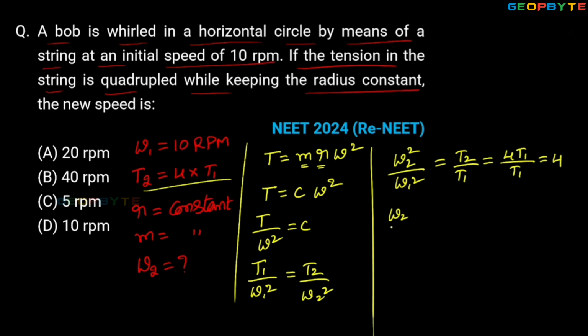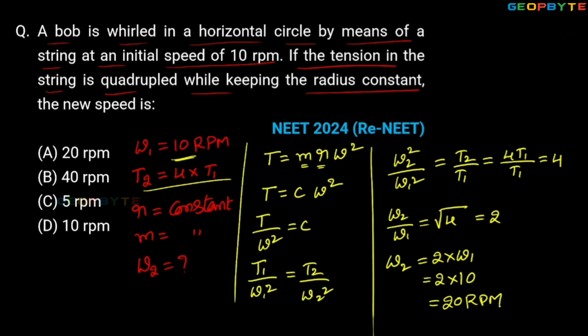Then omega 2 by omega 1 is equal to root over 4, that is equal to 2. Then omega 2 equal to 2 times omega 1, and omega 1 is given 10, so 2 into 10 equal to 20 rpm. That is the final angular speed. Look at the option A. Option A is absolutely correct. Understood clearly? Yes. It is an important problem. That's why I'm writing it is a 5-star problem, which means this kind of problem can be repeated. Similarly, let us take another important problem.